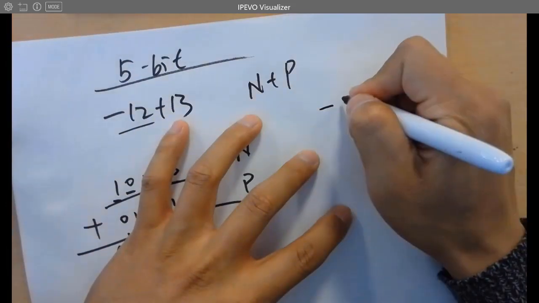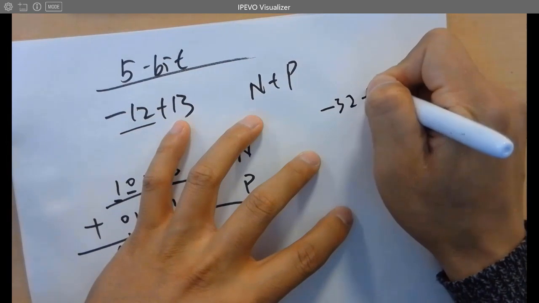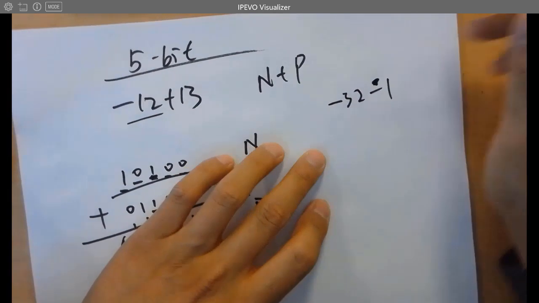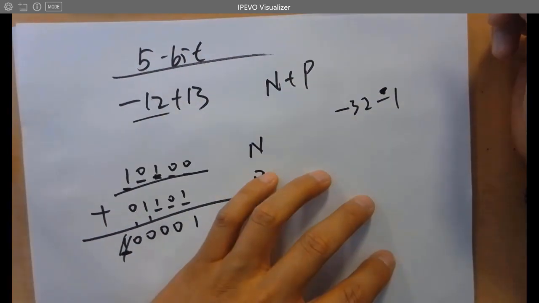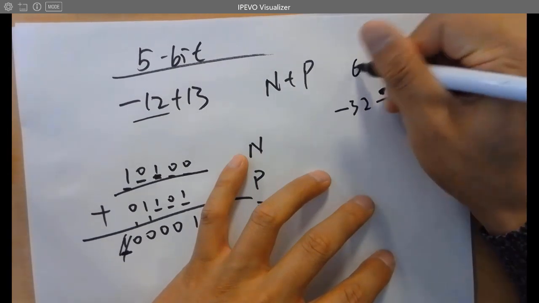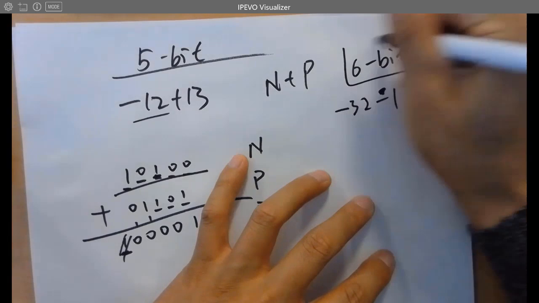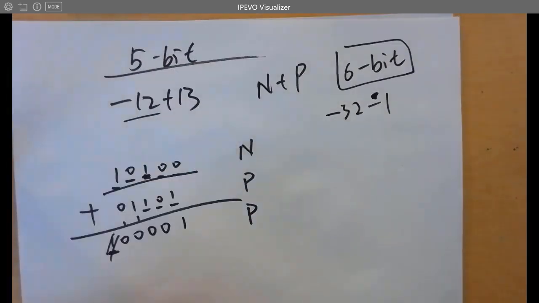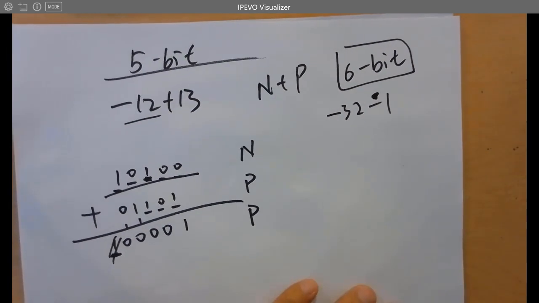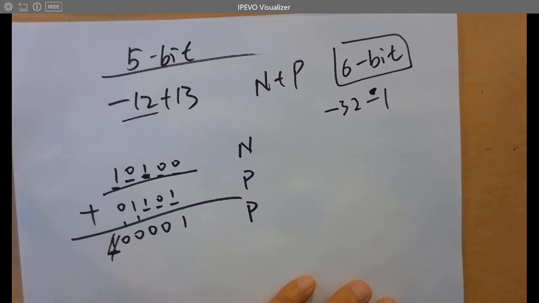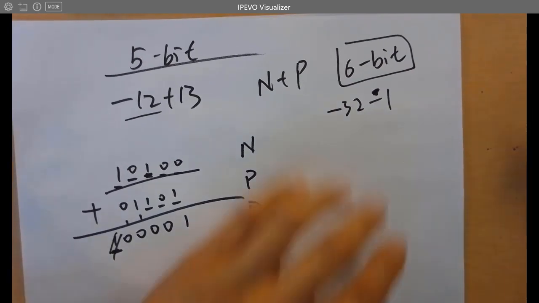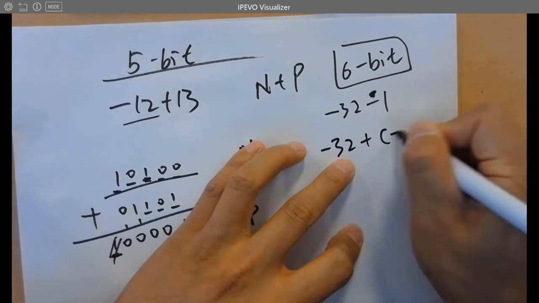Minus 32 minus 1 in a 6-bit computer system. So minus 32 minus 1. Do you want to do subtraction? You want to do addition? Yes. So it is this plus this.